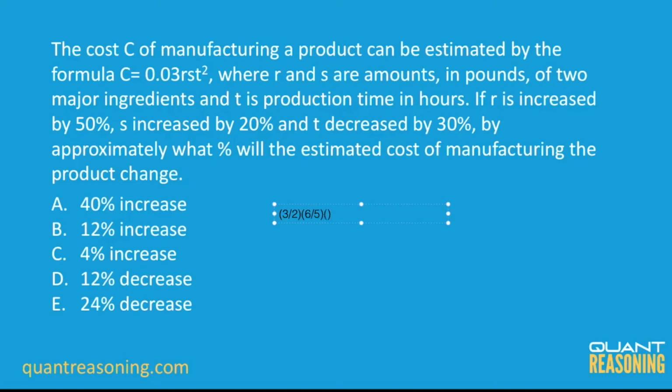And finally, what does a decrease of 30% mean? That means we're multiplying by 7/10, right? Because the new number would be 70 over 100, or 7/10, but we're doing that twice. So times 7 over 10 and another 7 over 10. And the reason we have that twice is because of that square on top of the t. So these are all the change factors that are happening to our cost.